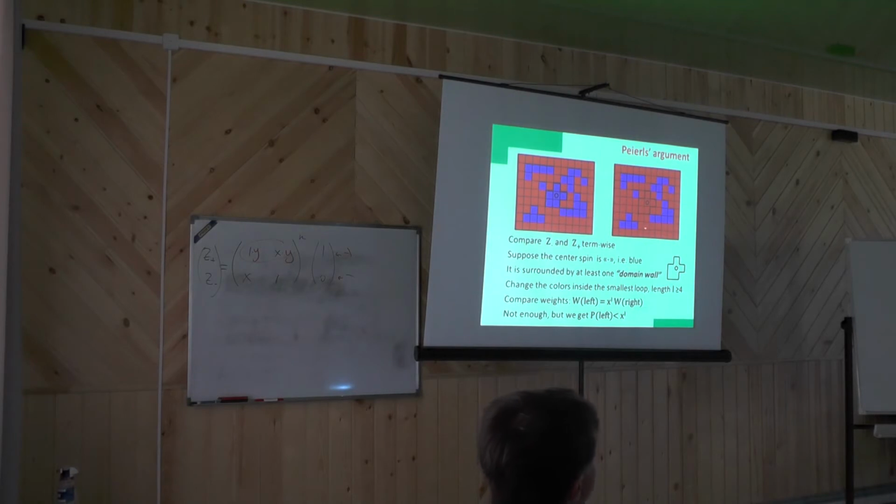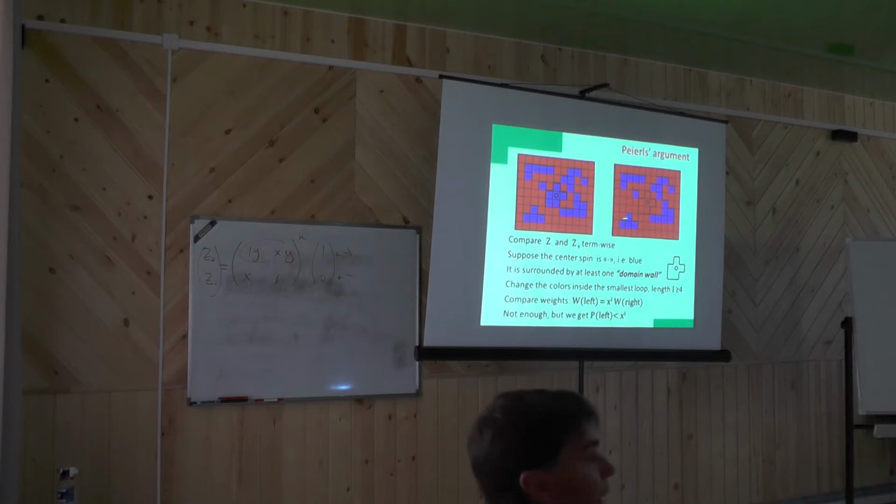So the weights of those two are different by x to the power 12, or in general by x to the power L, where L is the length of this loop. So we are almost there, because we have shown that for every configuration where blue is the center, there is a configuration which can be paired with it, where red is in the center. And the weight of the left configuration is much smaller, because x is smaller than 1. So it's x to some power, usually a large one. We get the probability of the left configuration.